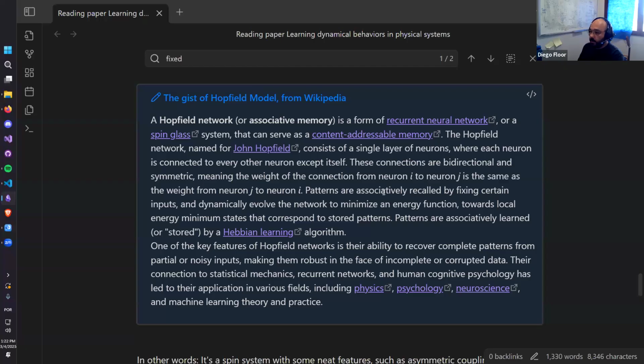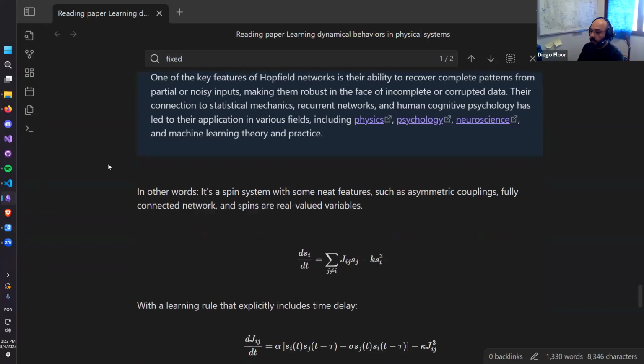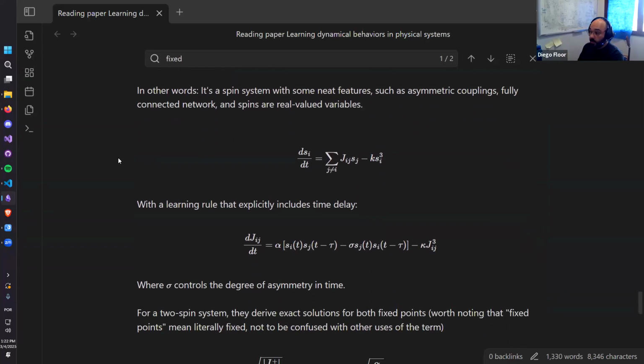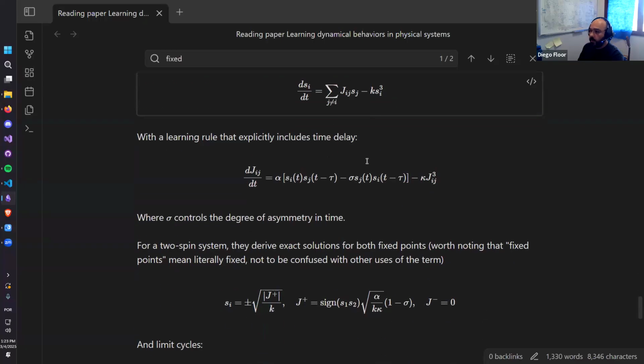I just put the Wikipedia summary here, but basically it was introduced in the 80s. It's some kind of memory system that can learn things. Seems very ahead of its time. But anyway, it is a spin system. Here we have the equation defining it. Like the Ising model, we have couplings, but there's also this other term that breaks symmetry. It's the cube of the spin with some constant.